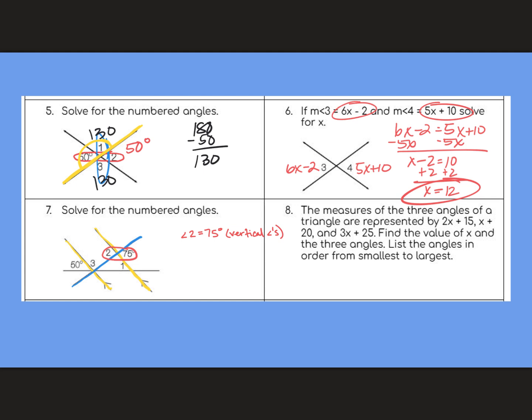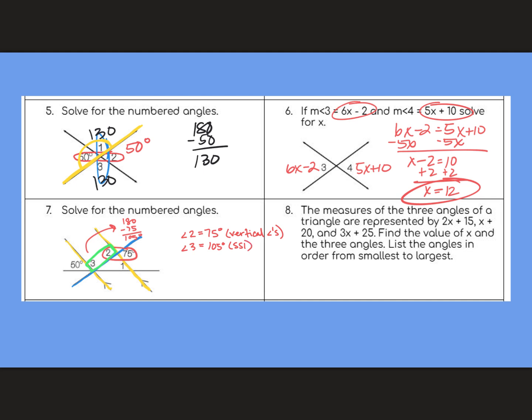The next thing I notice is that 3 is sitting next to the 50, but there's really not enough information there for me to figure out what 3 is. So I'm going to lean on this right here. 2 and 3 are inside those parallel lines. They're on the same side of the transversal. These two are same side interior angles, and same side interior angles are supplementary. So angle 3 is going to be 180 minus 75, since I already know angle 2 was 75 degrees, making it 105 degrees. So angle 3 is 105 degrees because it is same side interior with angle 2.